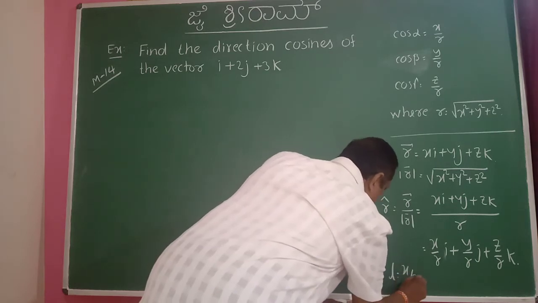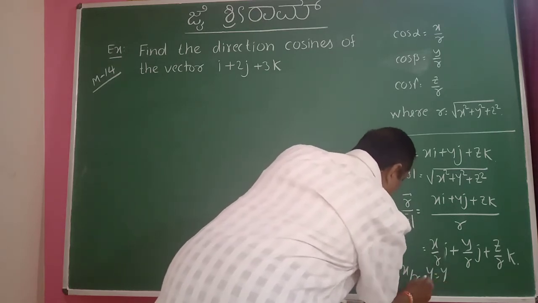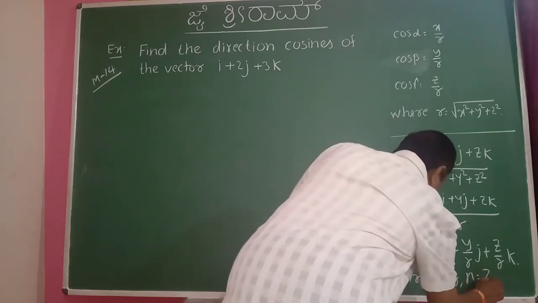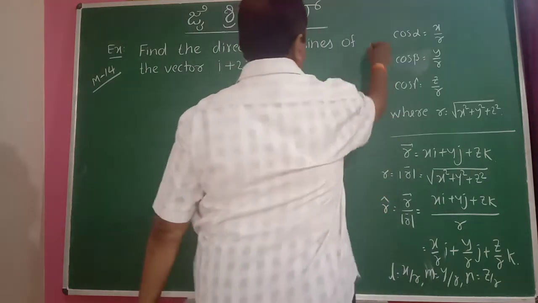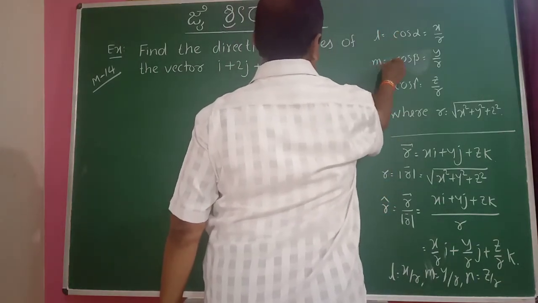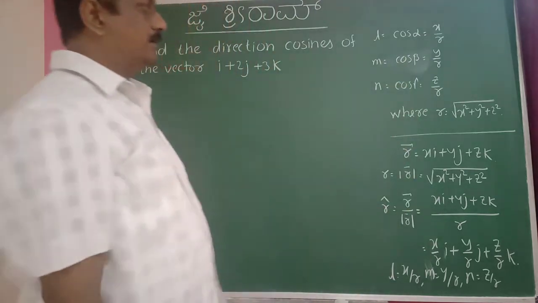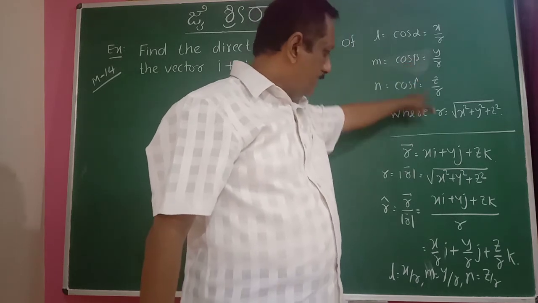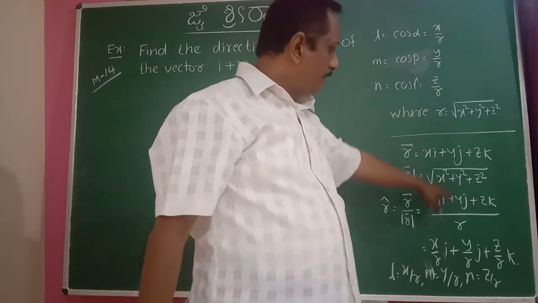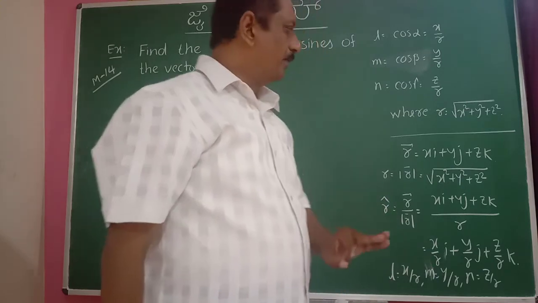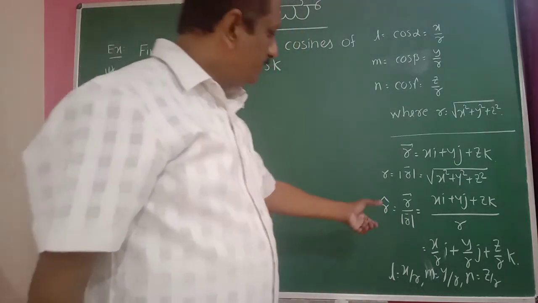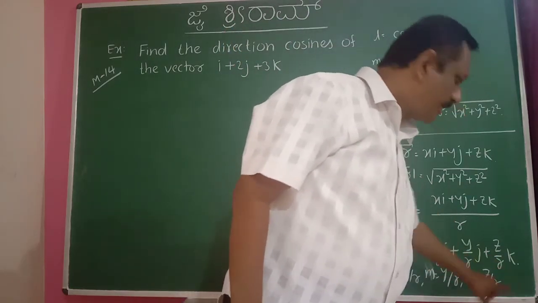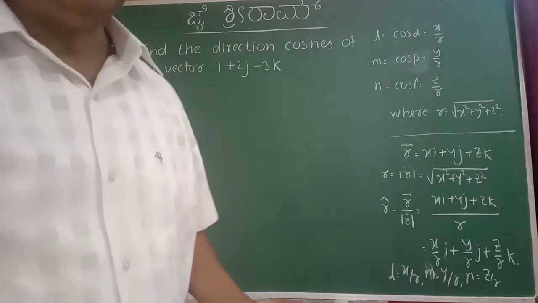Let l equal x upon r, m equal y divided by r, and n equal z divided by r. Here l, m and n are the direction cosines. So l is x upon r, m is y upon r, and n is z upon r. Therefore, if you want the direction cosines, you find a unit vector, then take the i, j, k coefficients. Those are themselves the direction cosines.